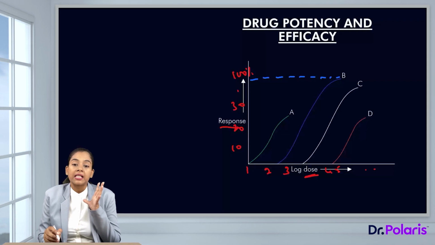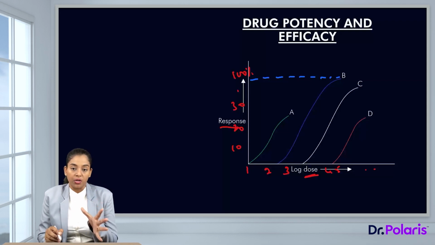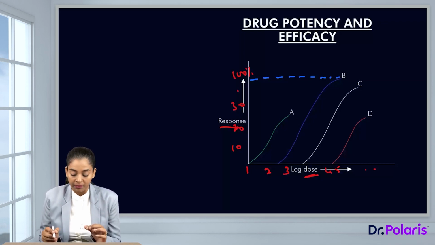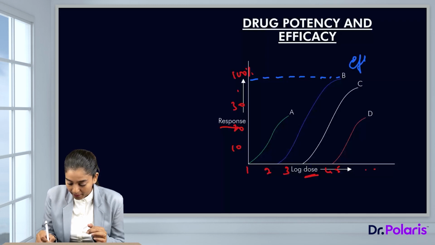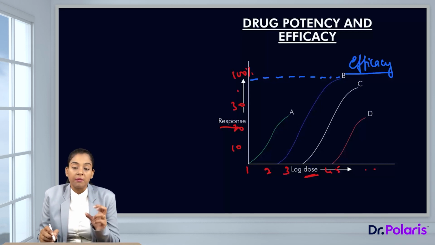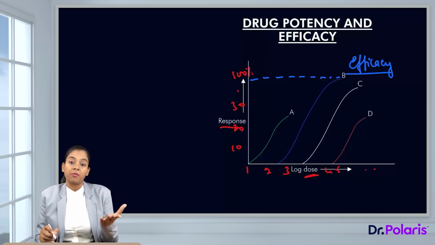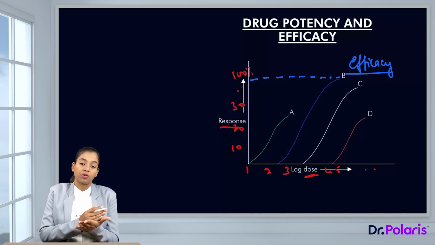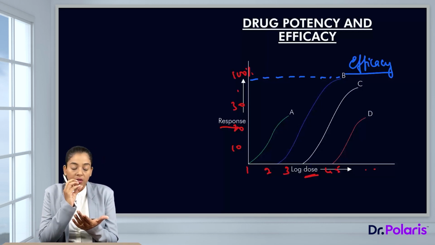So the maximum response that a drug can produce at any dose, irrespective of the dose, is called the drug efficacy. Then what is potency? Potency means the smallest possible dose that will produce any response. That response needn't be the maximum response. It can be the minimum response also. So the smallest possible dose that produces any response in a drug is called potency.